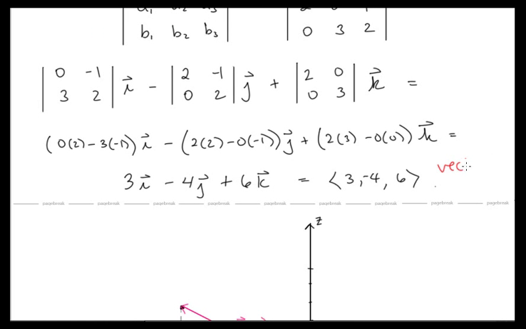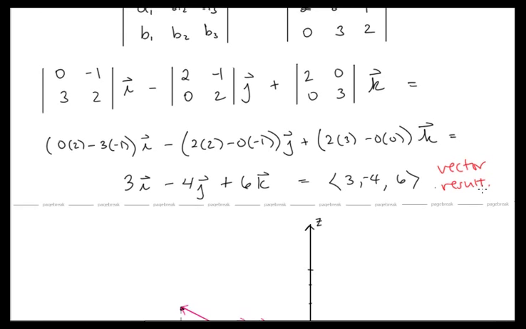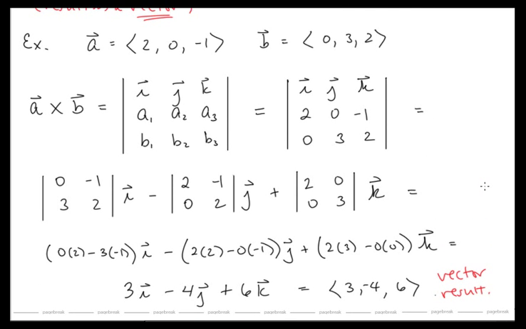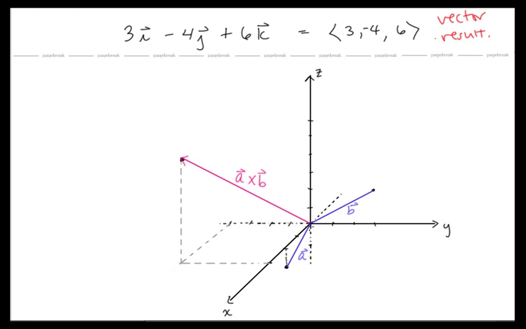Right here we have a vector result. So now let's take a look at what these vectors would look like in three-dimensional space. So here is vector A, (2, 0, -1), and vector B, (0, 3, 2), and the cross product, (3, -4, 6). So we're coming out 3, over -4, up 6.